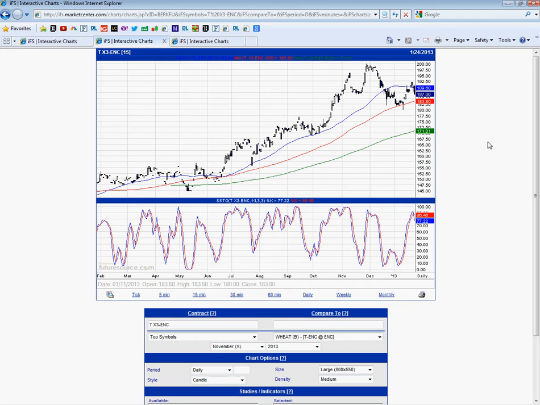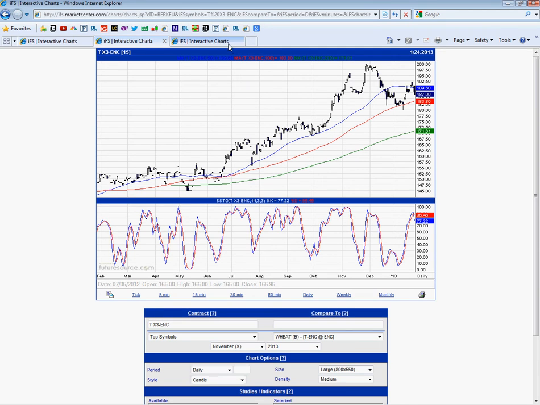Let's go to a longer time frame to look forward. I've put an indication on here: the 50-day moving average is in blue, the 100-day is in red, and the 200 is in green. You can see quite clearly that the market came up and tested this 50-day moving average, broke through it, closed through, but couldn't hold and has broken down. The 100-day moving average comes in at 183, and the 200 is down at 171.